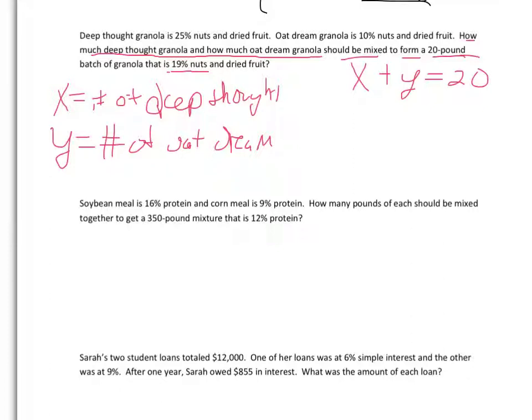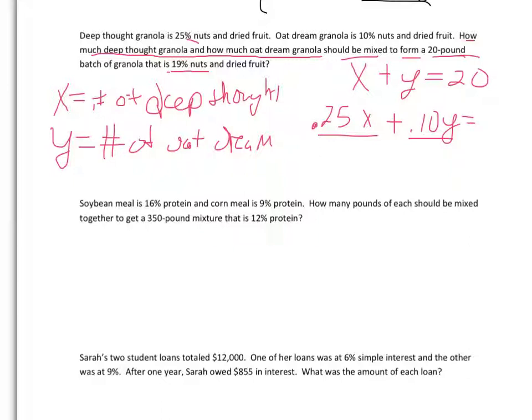Now we're going to equate the next ones via the nuts and dried fruit. Deep Thought is 25% nuts and dried fruit, so 0.25x is the amount of nuts and dried fruit we're getting from the Deep Thought. When we add this to 0.10y, this is the amount of nuts and dried fruit we're getting from the Oat Dream. Now notice, we have percentage times pounds plus percentage times pounds.